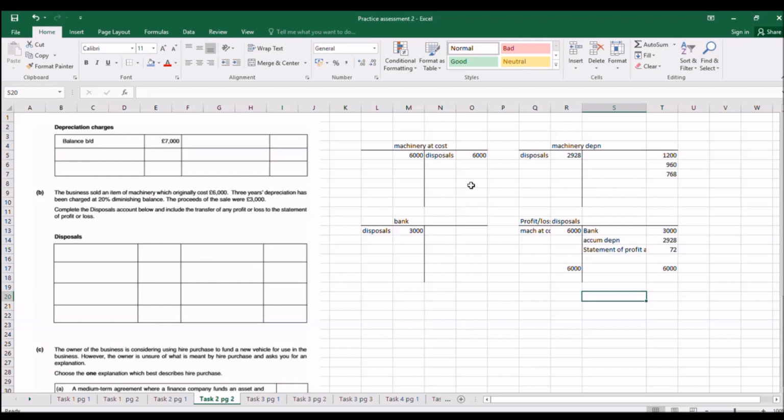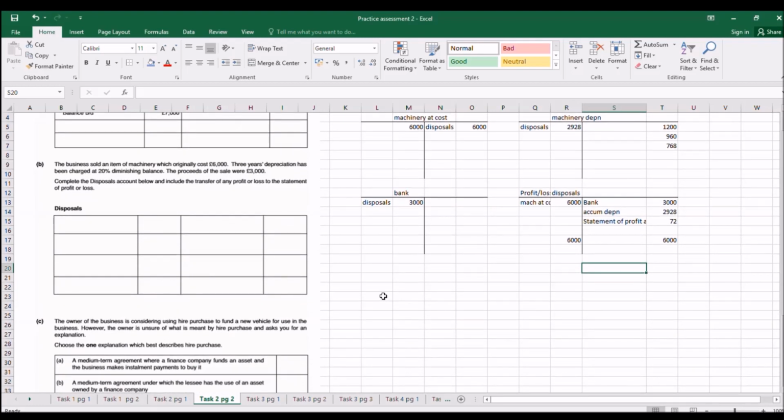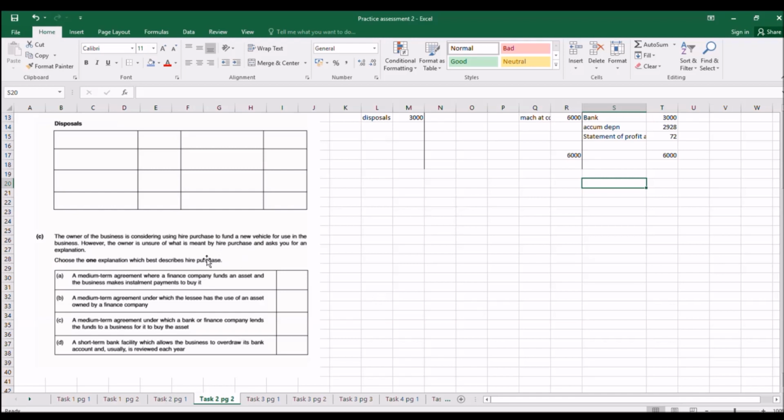That's quite an easy question, but what you can see is that we didn't actually really think about that. All we did was just drop in our T accounts and made it all quite straightforward and simple, so that was quite nice. Right, C.